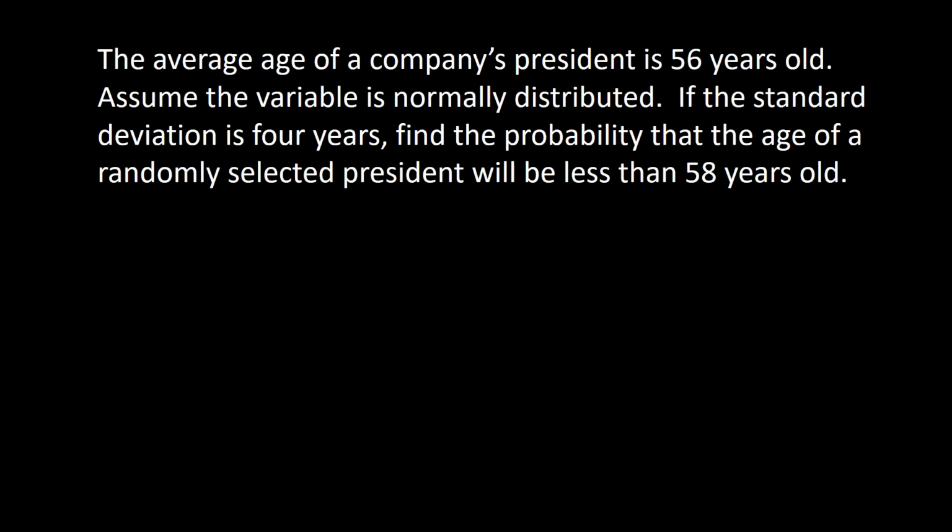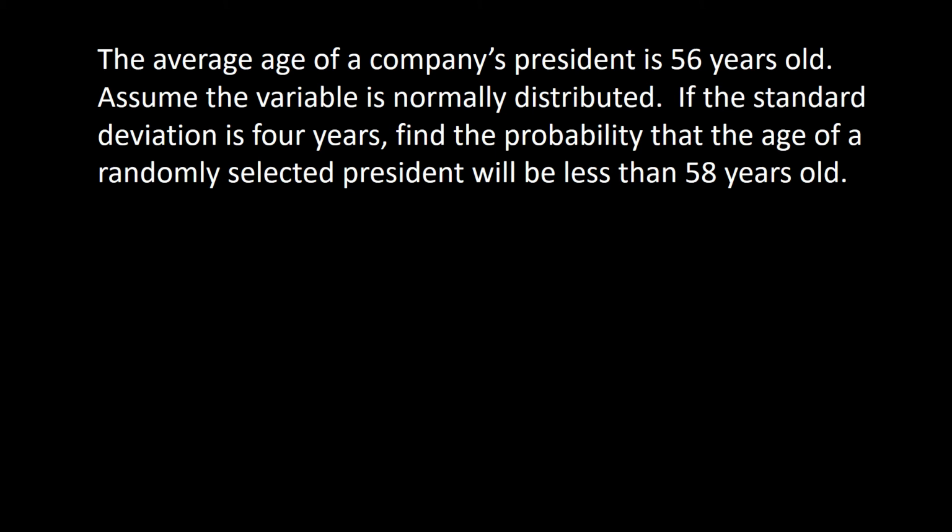Okay, the problem is: the average age of a company's president is 56 years old. Assume the variable is normally distributed. If the standard deviation is 4 years, find the probability that the age of a randomly selected president will be less than 58 years old.